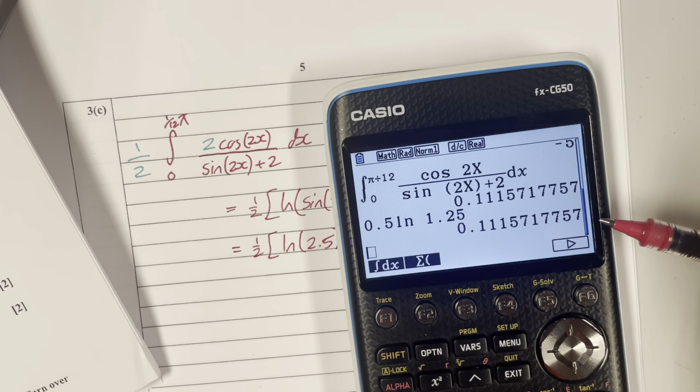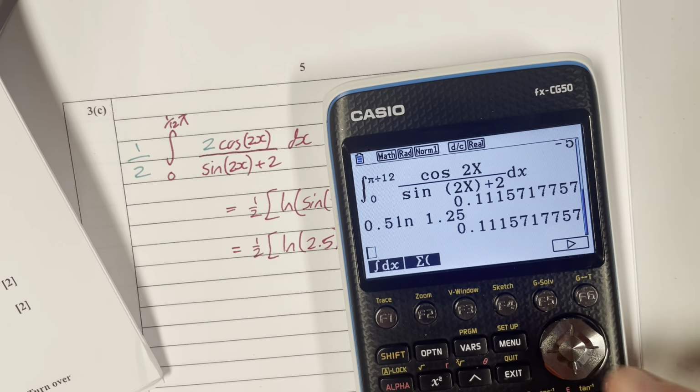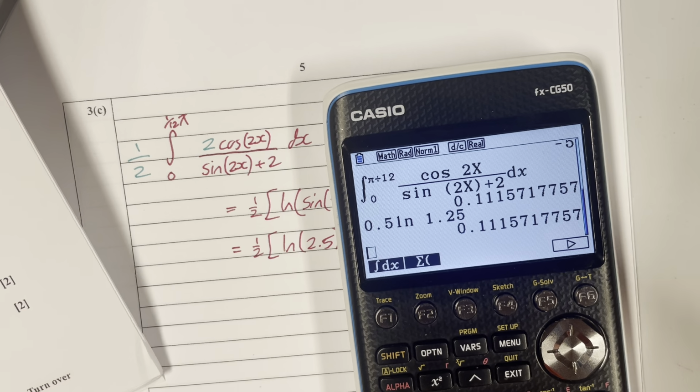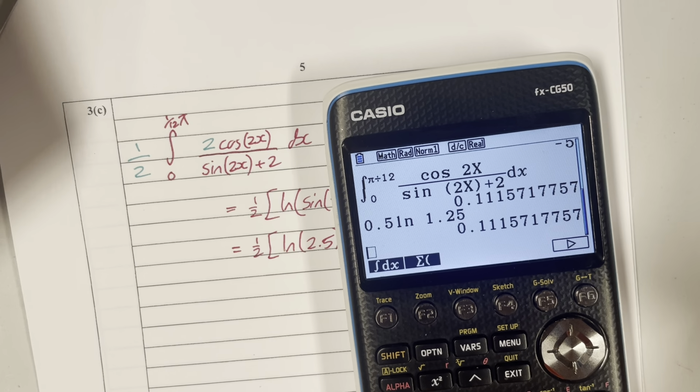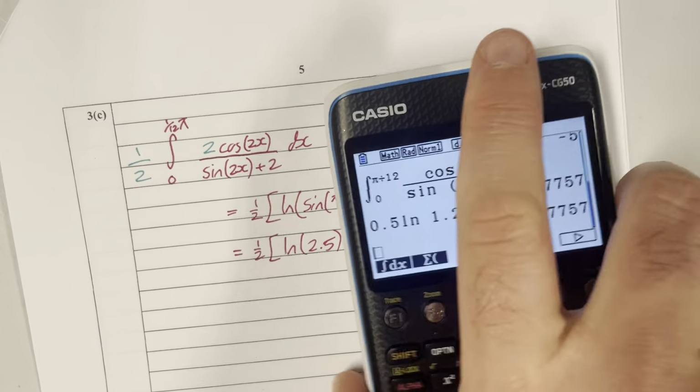Of course, you can do that in the graphicals quite easily, because you can see multiple lines, but on the other calculators, you can only see one answer at a time. So I do recommend the previous method for those calculators. Okay, that's that one done.